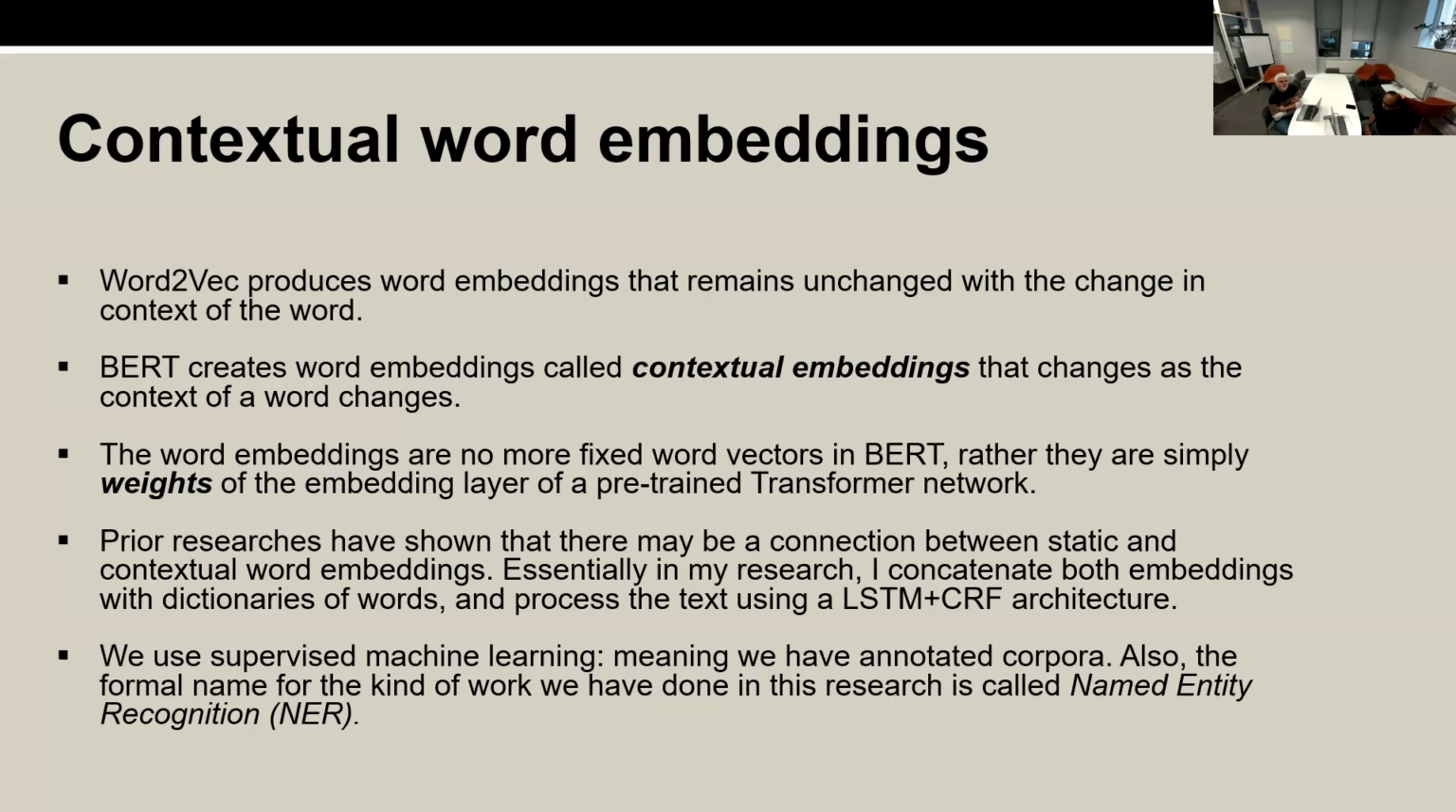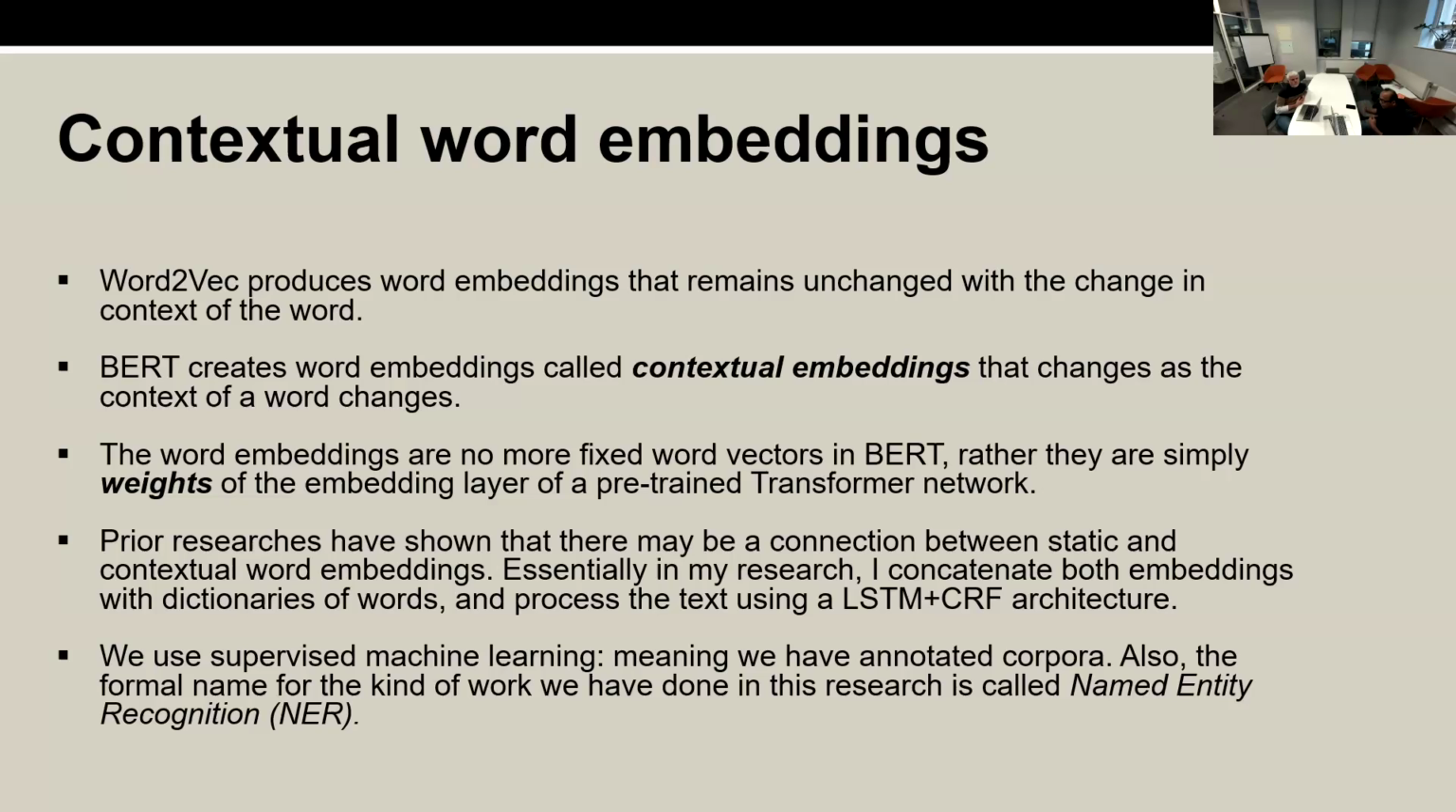So BERT creates word embeddings called contextual embeddings that change as the context of a word changes. Every time we put some word into BERT, we'll get different kinds of embeddings depending on the word's context. But in the case of word2vec, we wouldn't get different word embeddings, only one single embedding for each word. That is the difference between word2vec and BERT.